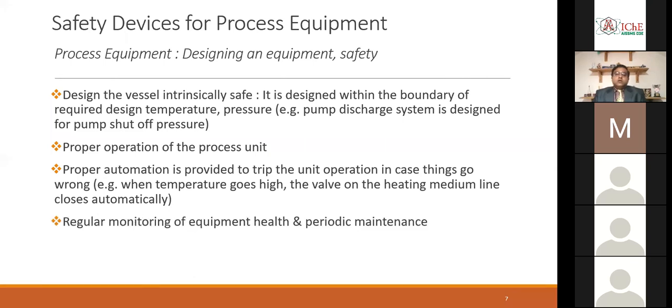Then there is the regular monitoring of equipment health and periodic maintenance. This is also very important, like for the movable, rotating equipment like pumps and compressors. We generally do a weekly maintenance.